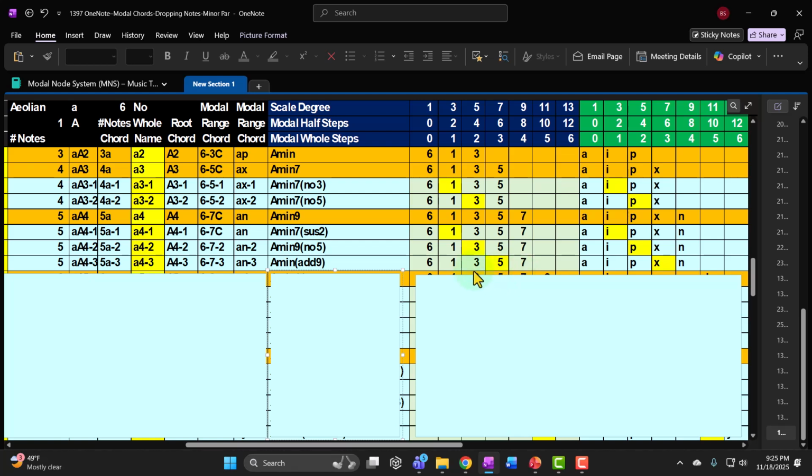So I would normally go short on your normal naming, which means you have an A minor triad and then add the 9, as opposed to an A minor 9, no 7. But again, it would be a lot more consistent if you just map the coordinates from the Aeolian node and just call it a 5A -3 or an A4 -3, right? So you just go 4 modal whole steps up.